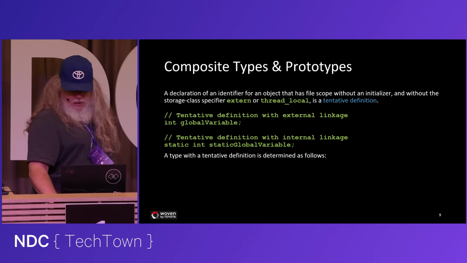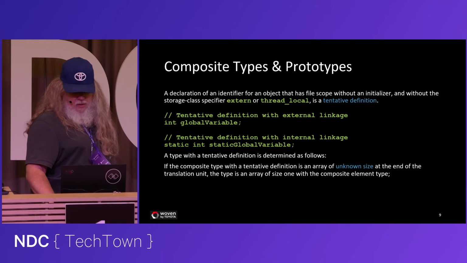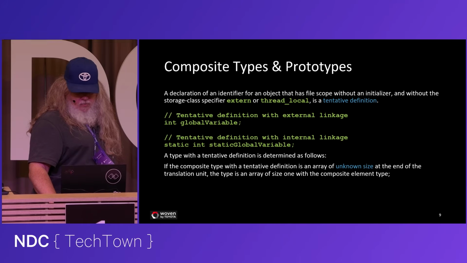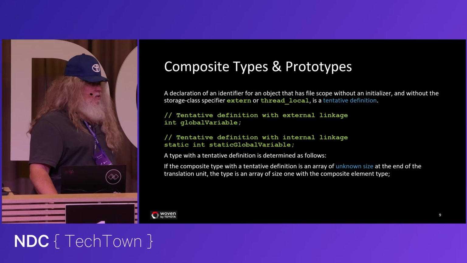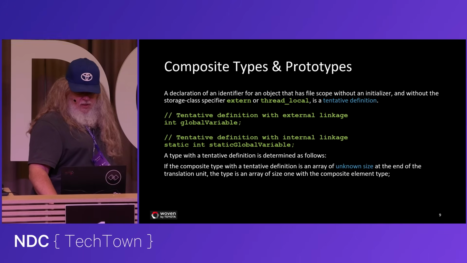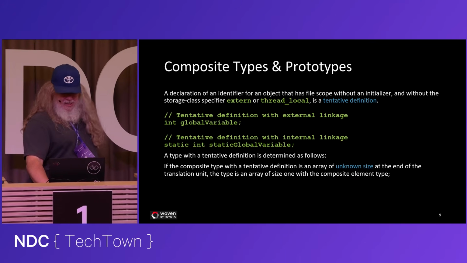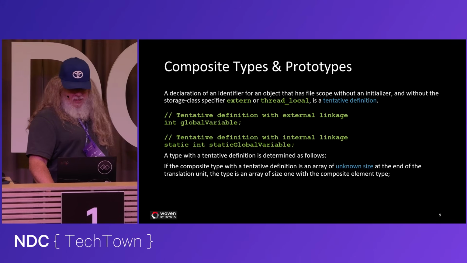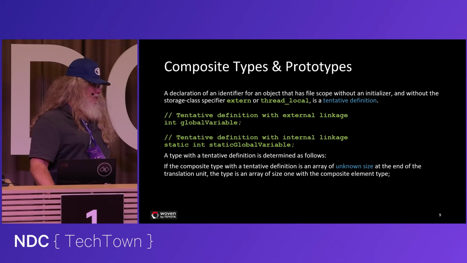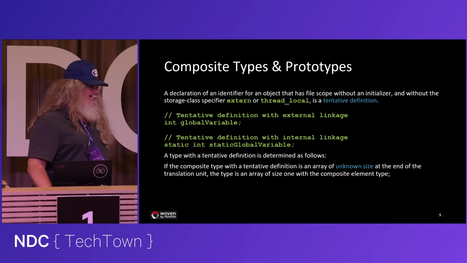So the type with a tentative definition is determined as follows. If the composite type with a tentative definition is an array of unknown size at the end of a translation unit, that type becomes an array of size 1 of the composite element type. And that's a bizarre rule. I didn't actually remember that until I reread the slides this morning. It basically says, well, we don't really know what the size of this is, so we'll imagine it's 1 and keep going from there.